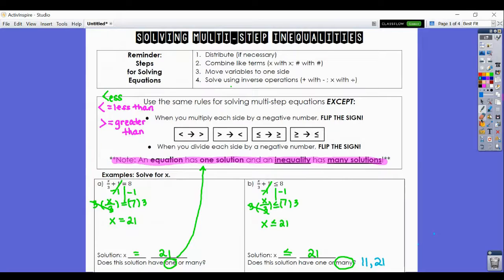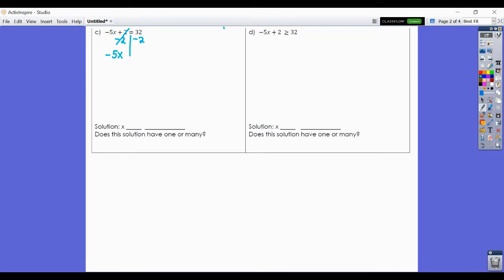Next, example C, again subtract over the 2 on each side. That cancels out on the left. We're left with negative 5x equals 30. And then we divide by negative 5 on each side because it's negative 5 multiplied to that x, so we have to do division, the opposite. Cancels out on the left, and 30 divided by negative 5 is negative 6 here. x equals negative 6, and that's the only solution since it's an equation.